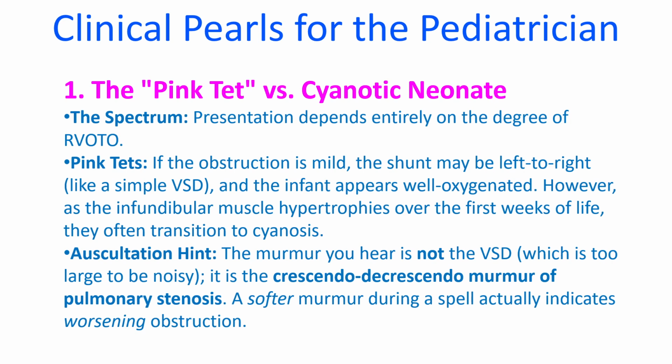Clinical presentation depends entirely on the degree of right ventricular outflow tract obstruction. If the obstruction is mild, the shunt may be left to right, like a simple ventricular septal defect, and the infant appears well oxygenated. However, as the infundibular muscle hypertrophies over the first weeks of life, they often transition to cyanosis. The murmur you hear is not that of the VSD, which is too large to be noisy. It is the crescendo-decrescendo murmur of pulmonary stenosis. A softer murmur during a spell actually indicates worsening obstruction.